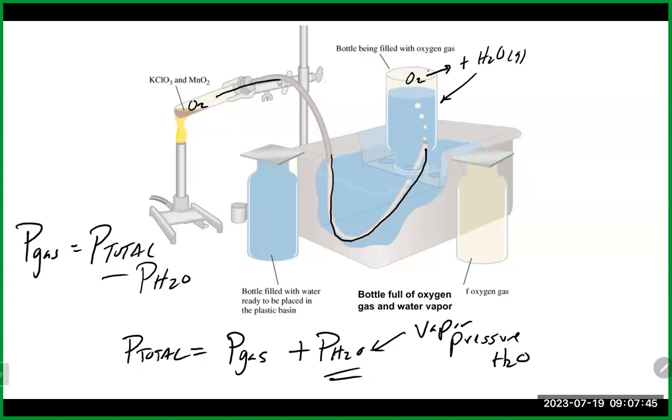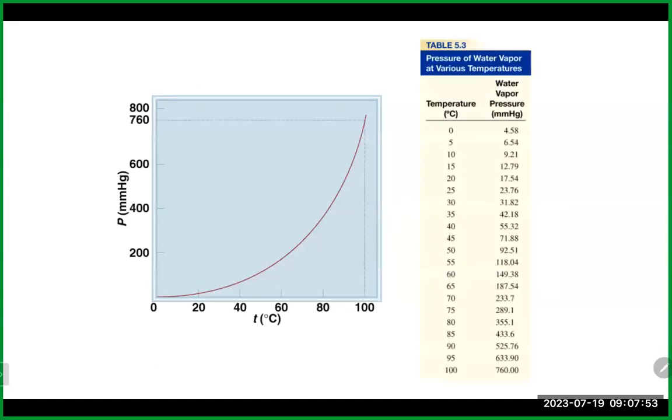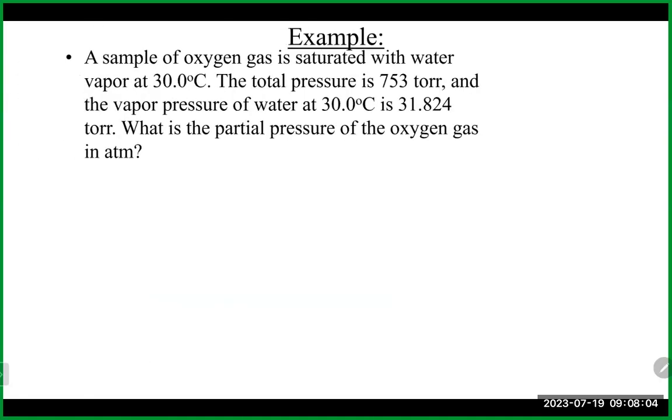That's a very common partial pressure situation that occurs whenever we collect a gas with water. Here's a table, as you can see, of vapor pressure of water. Again, the good news is it's really just a table value that you look up, and it's more like a correction calculation. So let's take a look at an example of this.